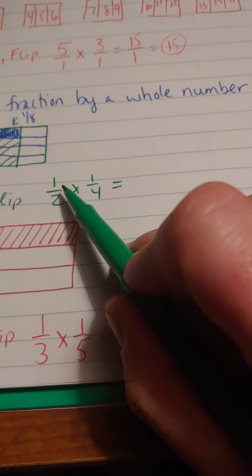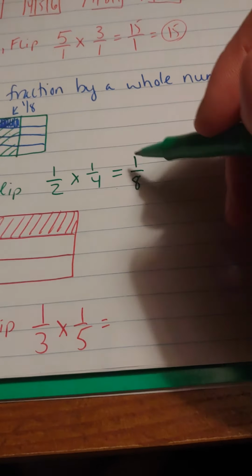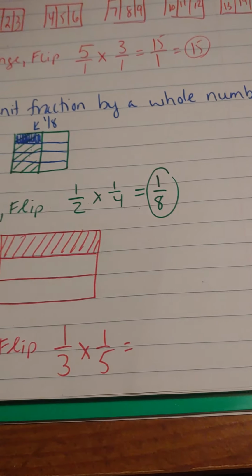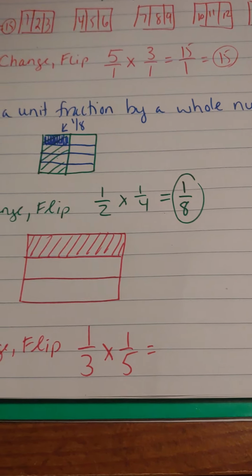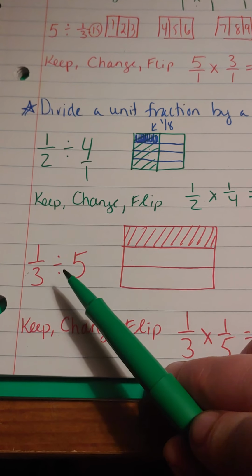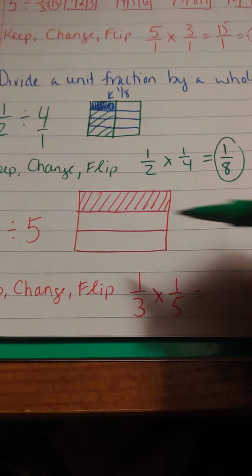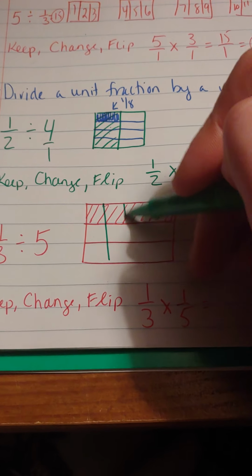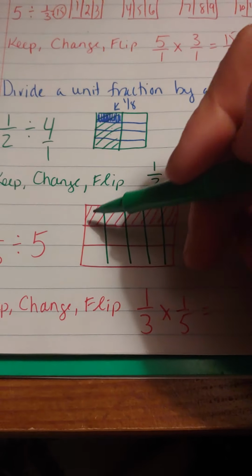Now we're going to multiply across. 1 times 1 is 1. 2 times 4 is 8. So again, we're showing that you have 1/8 of your pie left or cake left. Same thing we can do down here if we're doing 1/3 divided by 5. So this is 1/3 of the cake you have left. You're sharing it with 5 people in your family, maybe. You want to know how much each person gets.